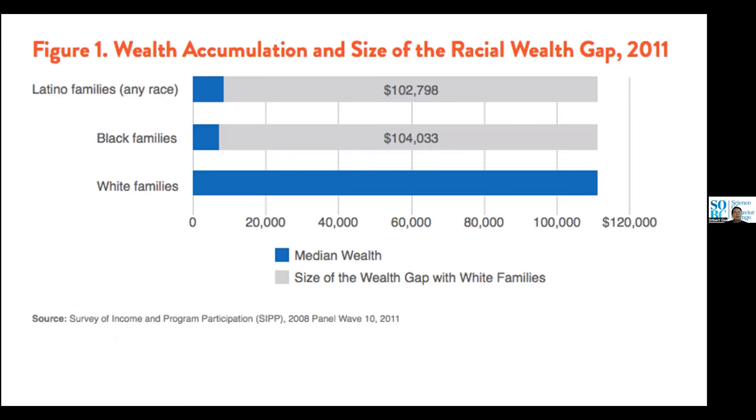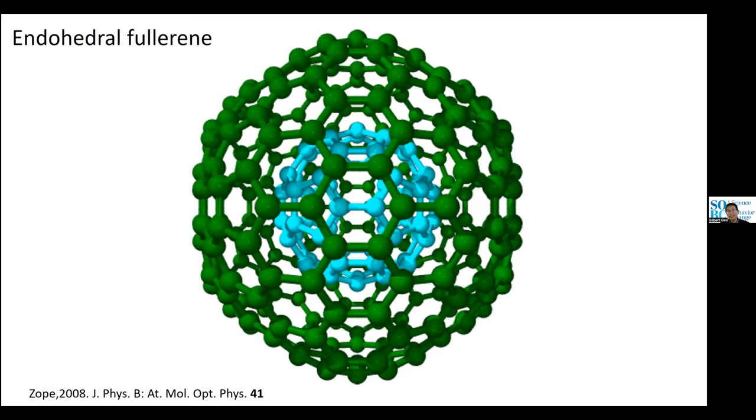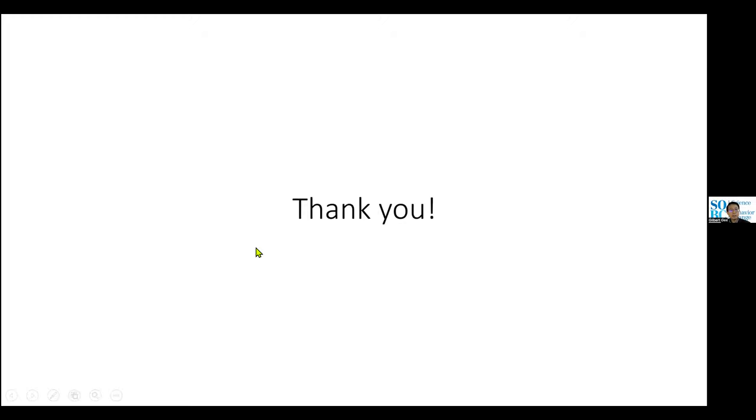And so, in closing, as we think about the various kinds of racisms that are out there, it's really important to think about the structural racism, which I think is the new frontier of research. And even a buckyball is a little bit too simplistic. Here's an endohedral fullerene that is buckyballs situated within buckyballs. And so I'll conclude here. I welcome your questions at the end. Thank you very much for your time.